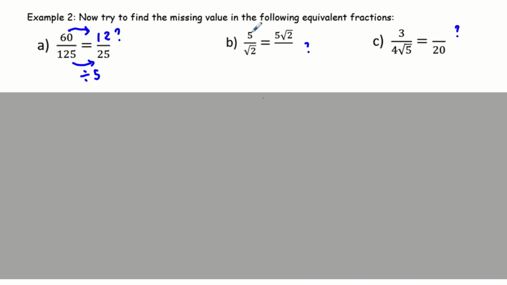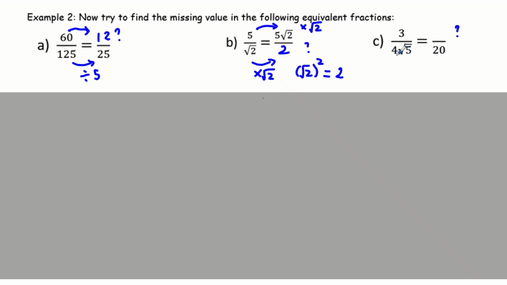Then this one, 5, changes to 5 square root 2. It means times square root 2. Then we do the same thing to the denominator, times square root 2. So square root 2 times square root 2, it will be square root 2 squared. Then we know that squared and square root are inverse operations, so it will be cancelled out, so we have only the base 2 left.